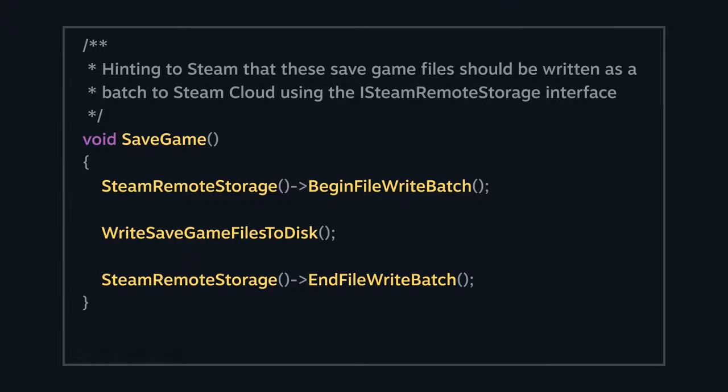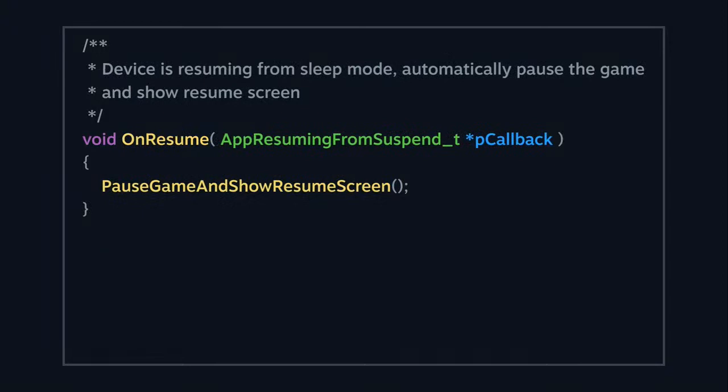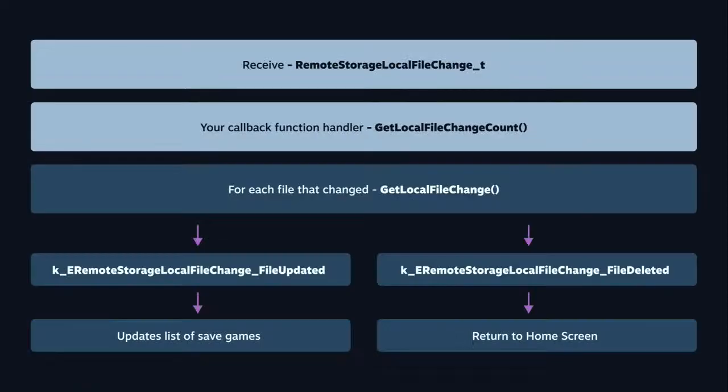Now, when the user wakes the device up, before unsuspending the game, we'll download any changes from the cloud. Once that is done, we'll resume the game process and post an app resuming from suspend callback. In this example, we're automatically pausing the game and showing a resume screen. If there were any changes downloaded, we'll also send the remote storage local file change callback. You can then use the get local file change functions to iterate over any Steam Cloud files that have changed while the game was suspended.